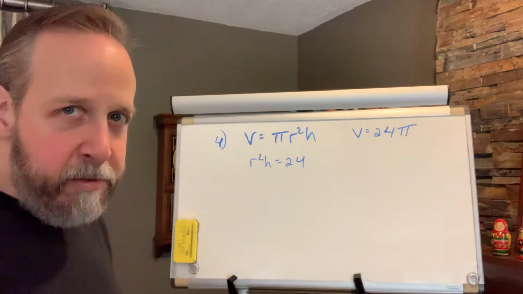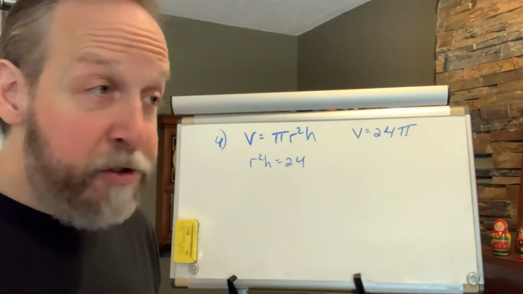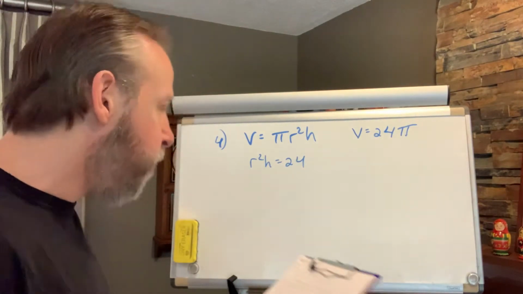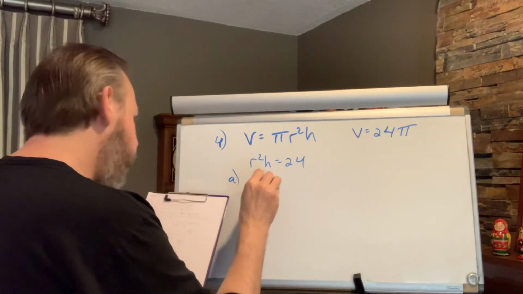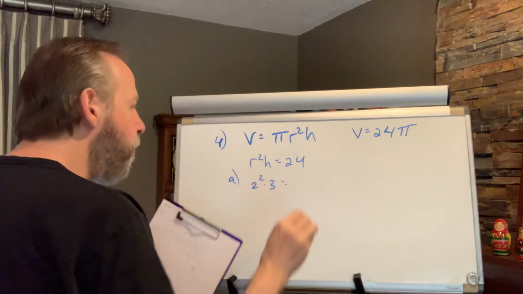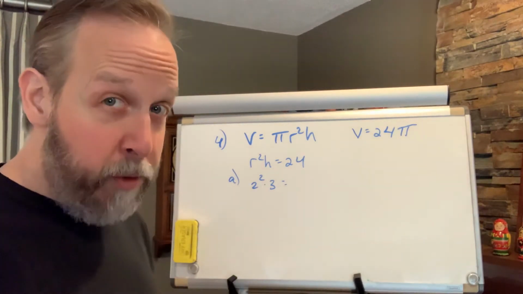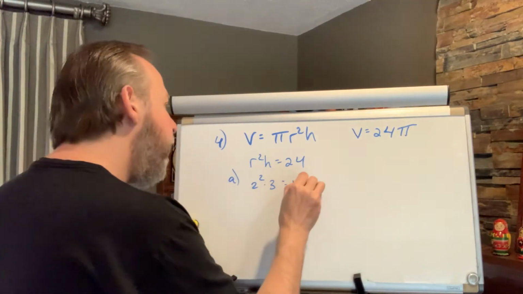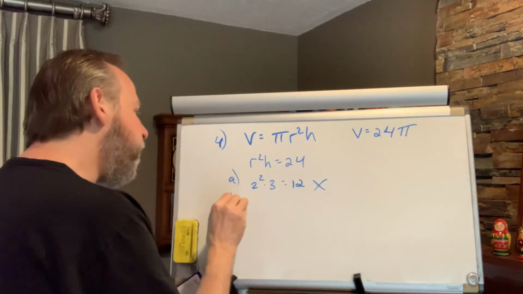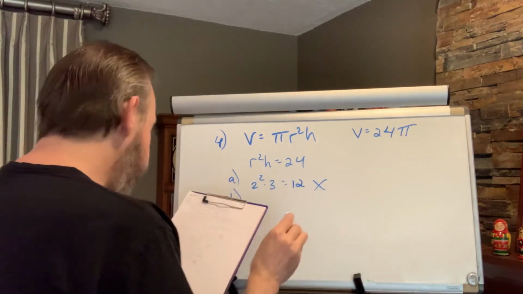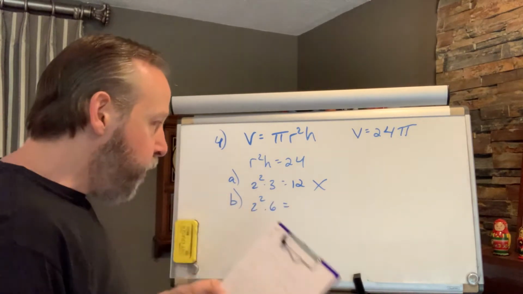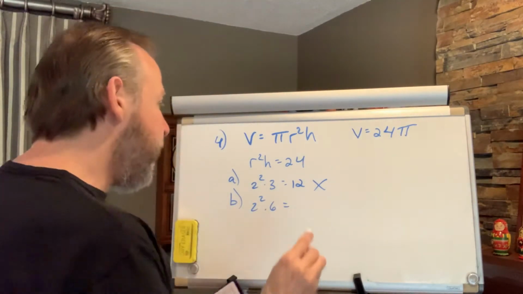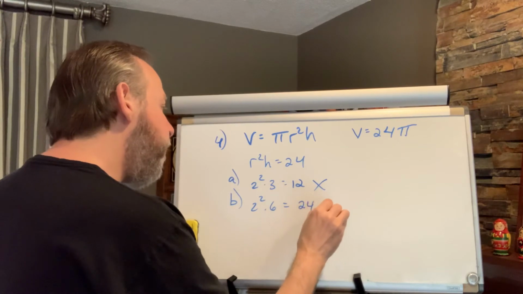The choices give you options for r and h. You plug them in and you see what equals 24. So A would be 2 squared times 3. 2 squared is 4, and 4 times 3 is 12. And 12 is not 24, so it's wrong. B would be 2 squared times 6. 2 times 2 is 4, and 4 times 6 is 24, and we're finished.